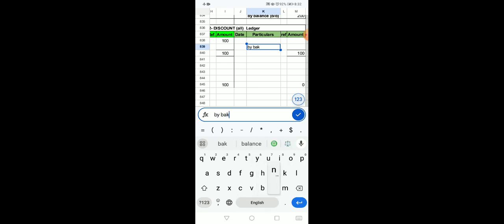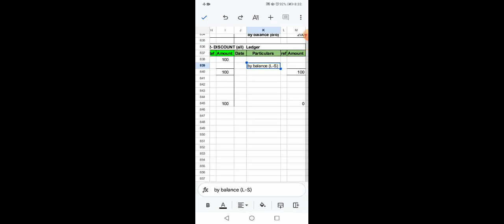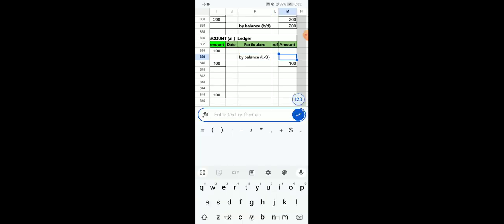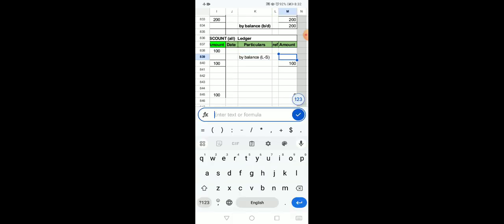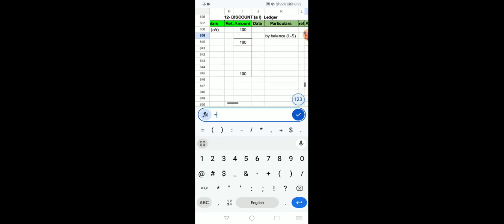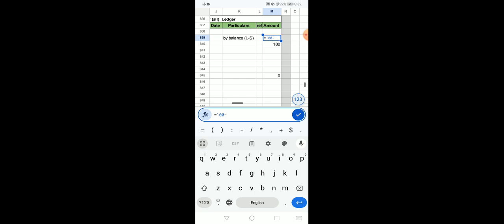Write down By balance over here. It's an initial balance which would be calculated by subtracting smaller sum from the larger sum. What was the larger sum? Here you can see it is 100 and smaller sum is 0. Put 0 over here. This way you will be able to calculate the balance. It is initial balance, and now it's time to go for next step.